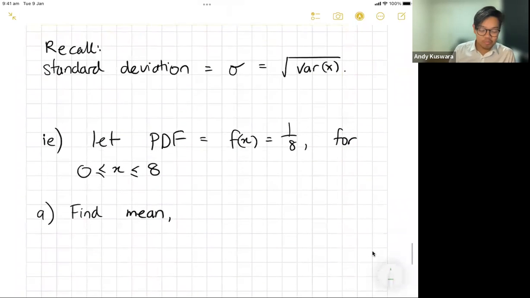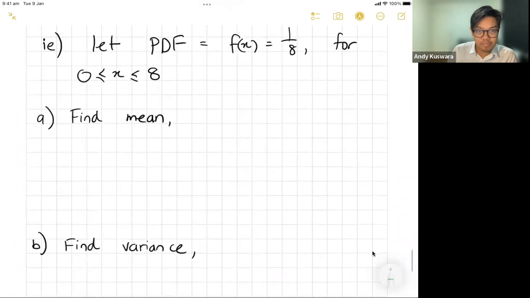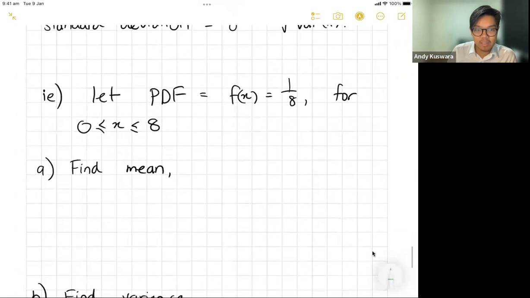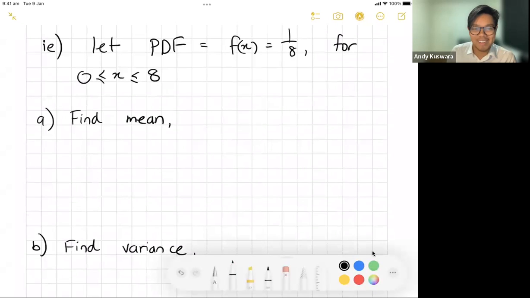Now let's just remember standard deviation as well. That's the last little thing. It's the square root of the variance of x. All right, now let's go. Let your PDF here be, for example, 1 on 8, between x is 0 and 8.